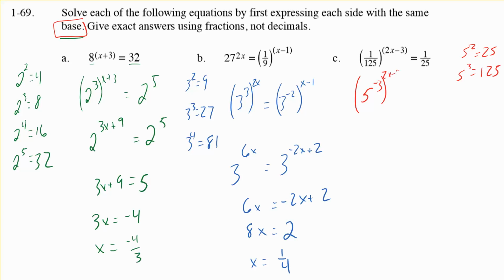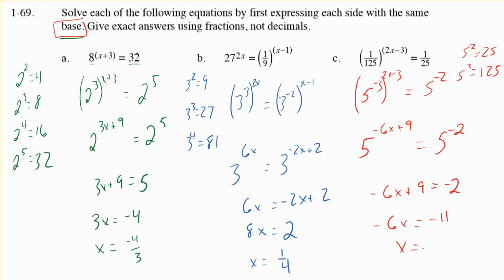to the 2x minus 3. 1 over 25 is just 5 to the negative 2. Multiply them. 5 to the negative 6x plus 9 equals 5 to the negative 2. Set our exponents equal. Negative 6x plus 9 equals negative 2. Negative 6x equals negative 11. X equals 11/6.